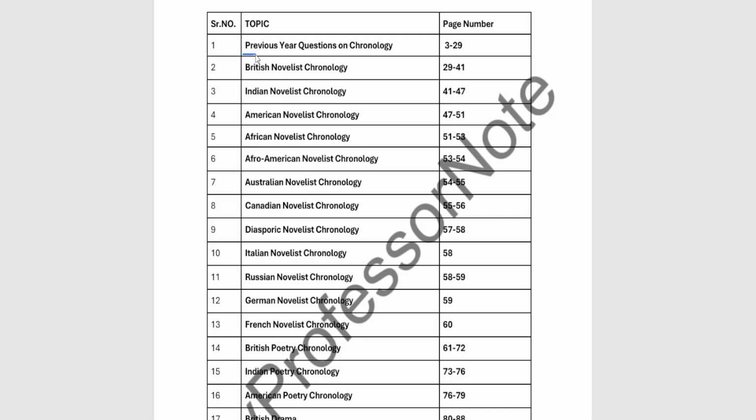Here is our index where we have covered, first, the previous years' question papers as well, because that gives you an idea about the format and the pattern of the questions, how the questions are asked from chronology. British literature covers most of the area, right? Most of the portion in the exam comes from British literature, so we have put that first here. Then we have Indian literature. We have covered novelists, the poetry, and the drama here.